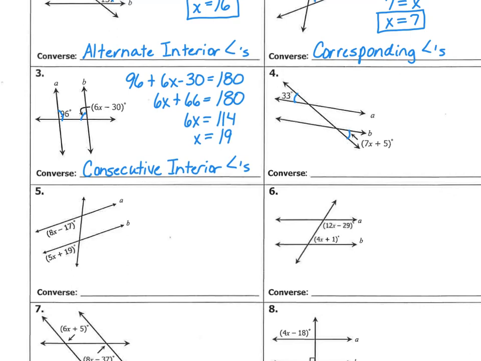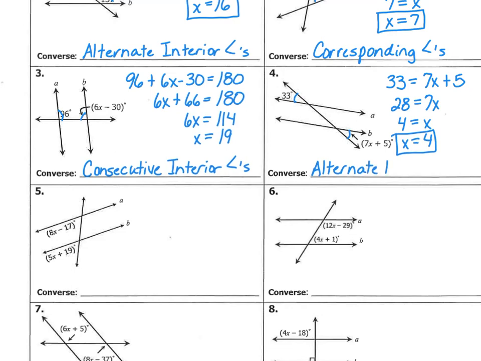So we want to set these expressions equal to one another. 33 is equal to 7x plus 5. Subtract 5 from both sides. 28 is equal to 7x. Divide both sides by 7. 4 is equal to x. Again, using the symmetric property, x is equal to 4. And again, we used our alternate exterior angles converse.